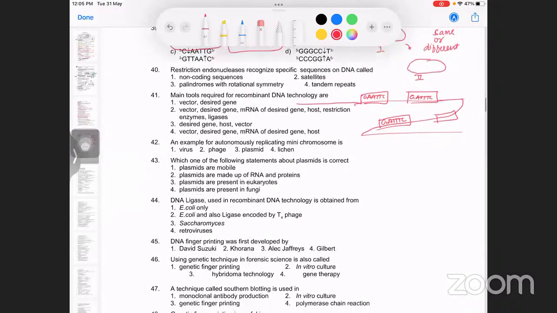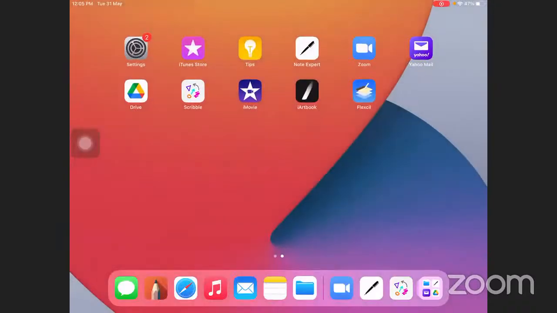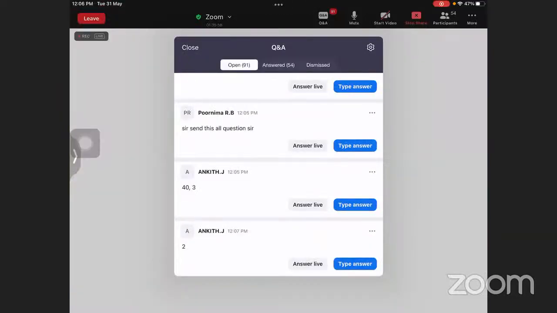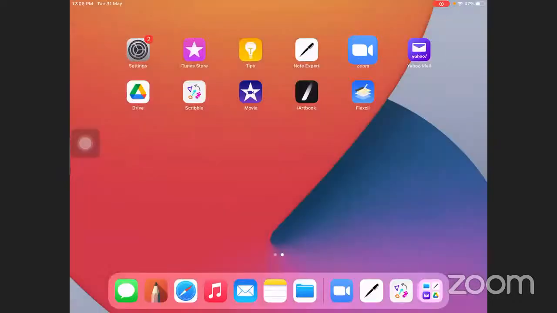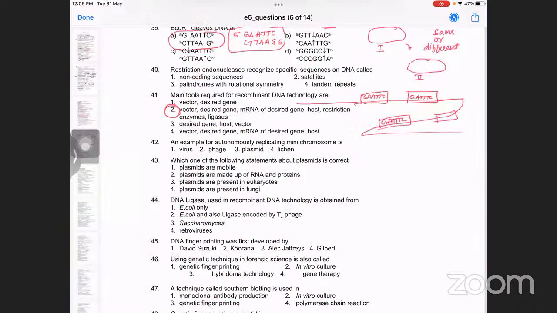The main tools required for recombinant DNA technology: vector, desired gene, mRNA of desired gene, host, restriction enzyme, ligase enzyme. So what is the main tool required for recombinant DNA technology? Vector, desired gene, mRNA of desired gene, host, restriction enzyme, and ligase enzyme. So it is option 2, question 41, option 2. The 40th question was missed.